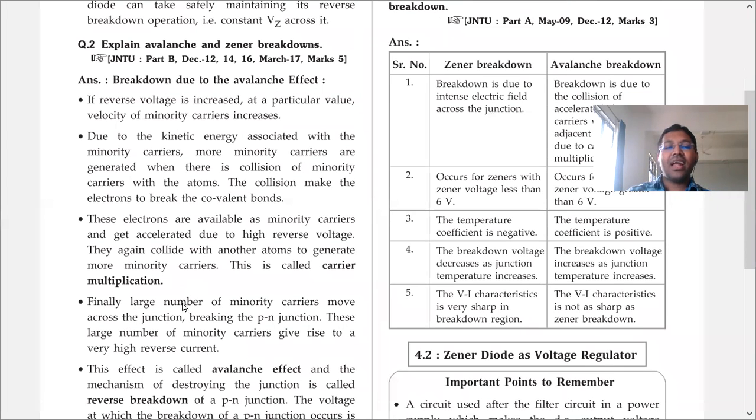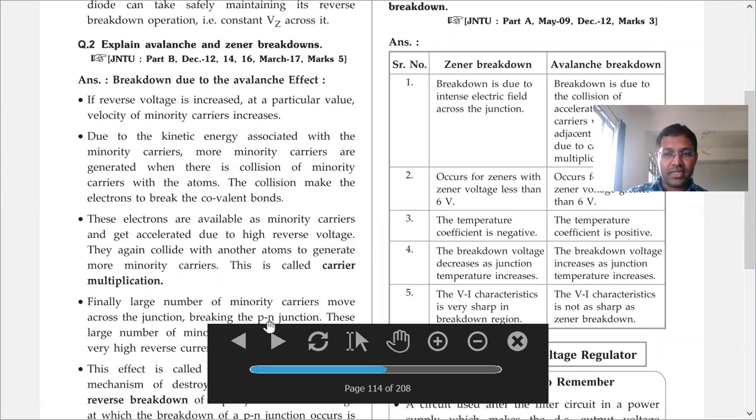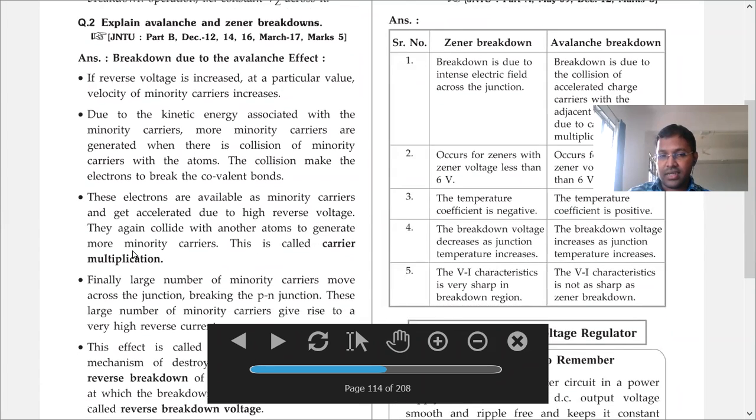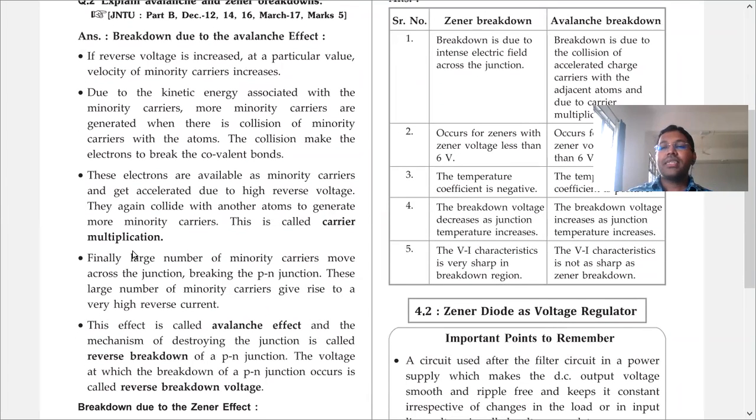Finally, a large number of minority carriers move across the junction, breaking the PN junction. As we gradually increase the reverse voltage, the charge carriers travel with high velocity, collide with atoms, and knock out more charge carriers, of course minority charge carriers. These charge carriers will further collide with atoms. As a result, a large number of charge carriers are generated.